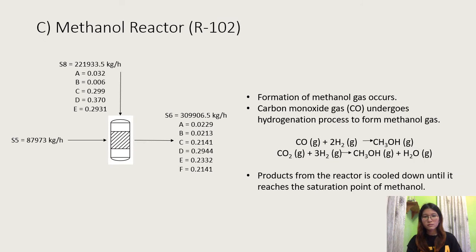Next is the methanol reactor. In this methanol reactor, formation of methanol gas will occur. Carbon monoxide gas will undergo the hydrogenation process in order to form methanol gas. The chemical equation is shown in the current presentation for the hydrogenation process that occurs in the methanol reactor. The products from the methanol reactor will be cooled down until they reach the saturation point of methanol.